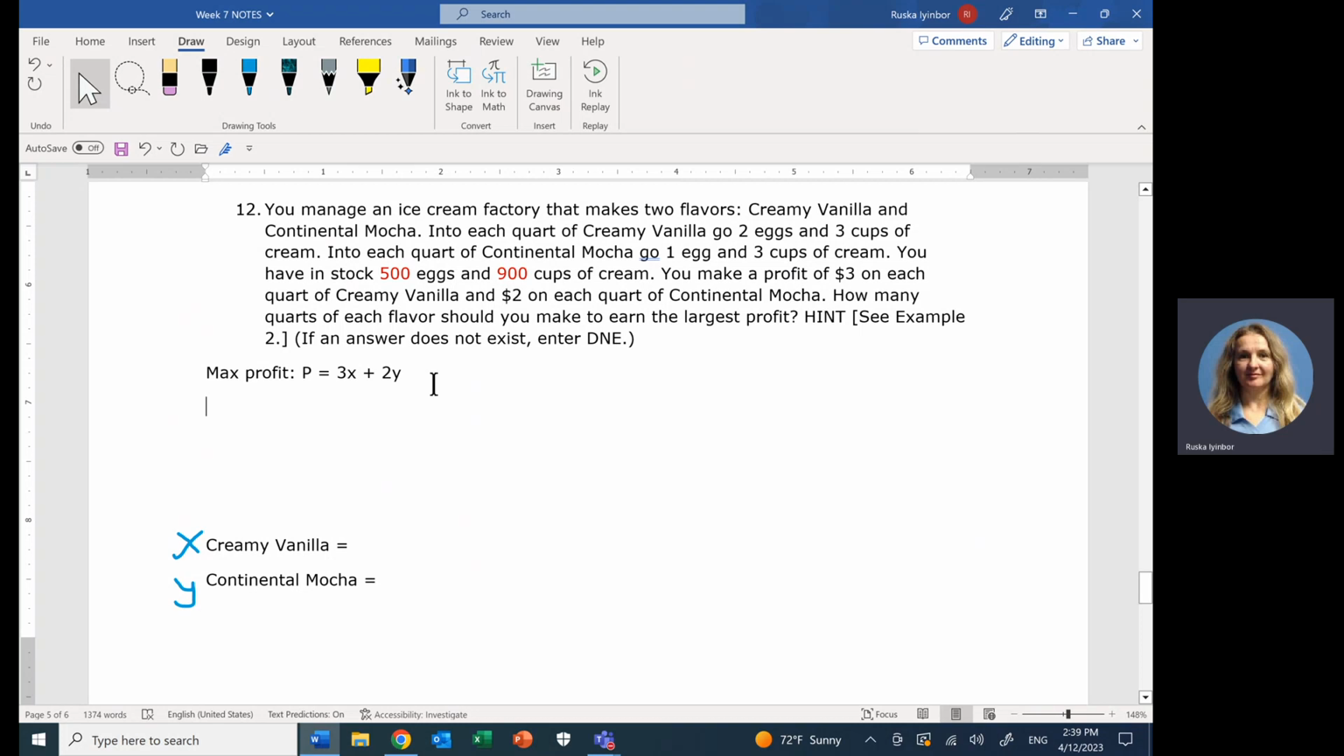So this is the cost function. I'm not, sorry, this is the profit function. This is how you're going to calculate what's going to be the profit for you. And you need to find the maximum profit.